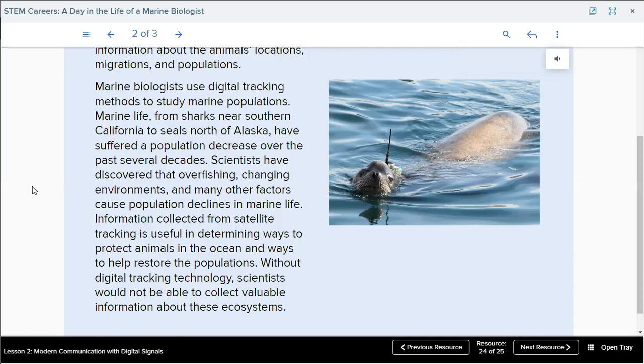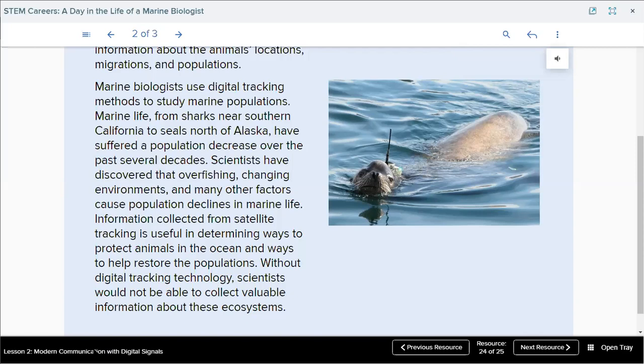Okay. So all these are a benefit of the digital technology, including aquatic creatures and marine biologists. Okay. Can you read it again, please?